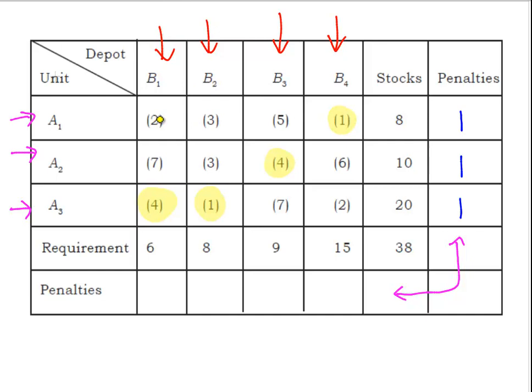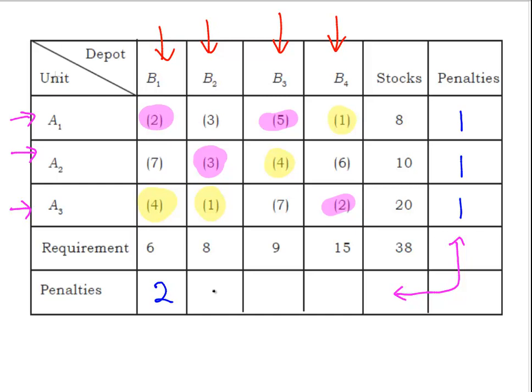We'll just pick that one there. It's actually a tie, but we'll just pick that one there just to have something filled in. 5 for that column and 2 for that column. And what we'll do again is fill out the penalty rows, calculate the penalties, which is the difference between the two. 4 minus 2, 2, 3 minus 1, 2, 5 minus 4, 1, 2 minus 1, 1.